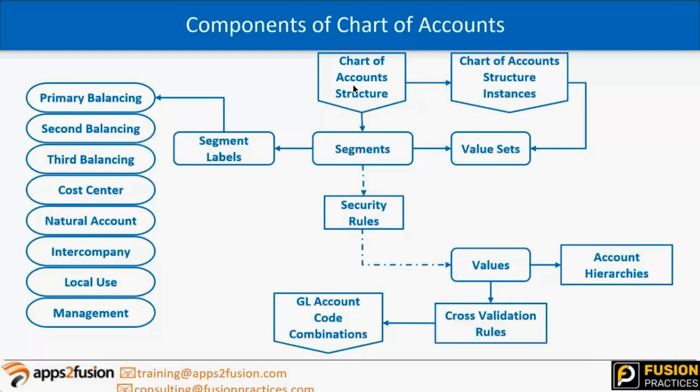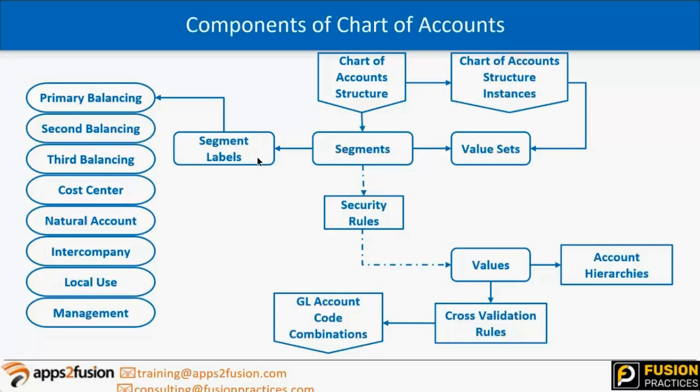Okay. Right? So we have value sets. Value sets is nothing but the container of values. Then you have your segments. You also attach a segment label to your segments. It can be primary balancing, secondary balancing, third balancing.